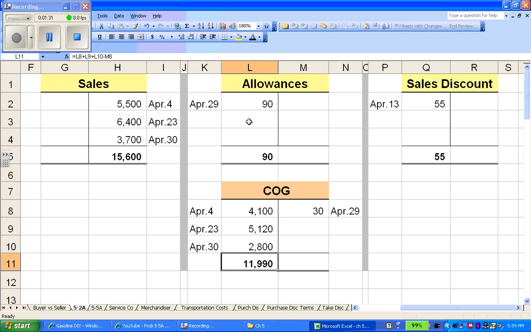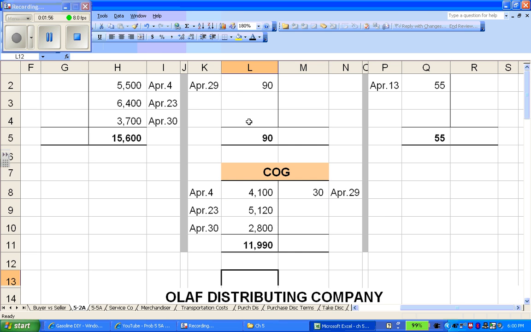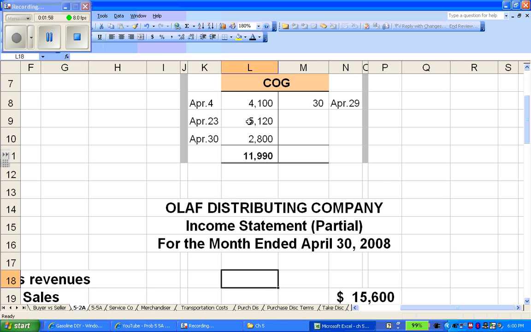One thing I want you to note, look at this T account, right? Look at your T accounts. Here's your sales. It has a normal credit balance. Here's your sales allowances. That's a contra revenue account, so it normally has a debit balance. Here's your sales discounts. That's a contra revenue account, so it normally has a debit balance. Then here's your cost of goods sold. That will normally have a debit balance. All right, so let's create our income statement.